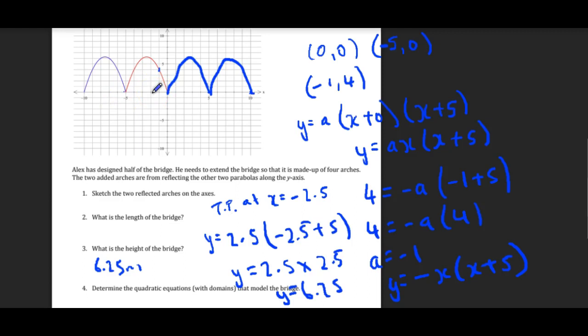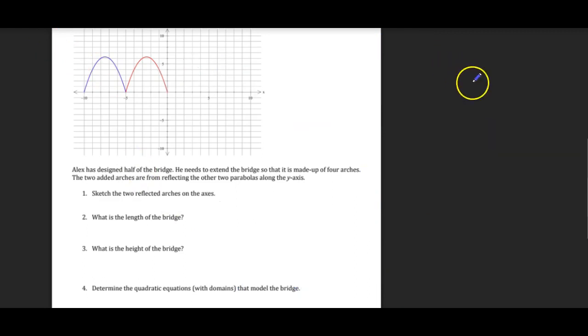Okay, so question 4, determine the quadratic equation with domains that models the bridge. That's a bit of a pain in the bum. We didn't really cover domains, but you will if you go on to do methods next year. So I'm just going to clear everything for now. Okay, so that was our red one, and I just need to draw the other two. It's terrible. Okay, so the domain of this one is for x between -5 and 0.